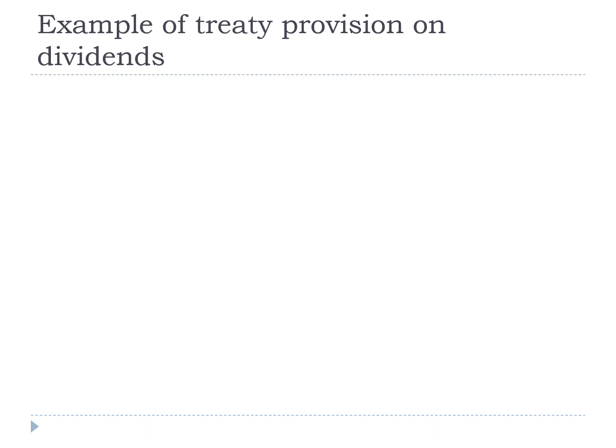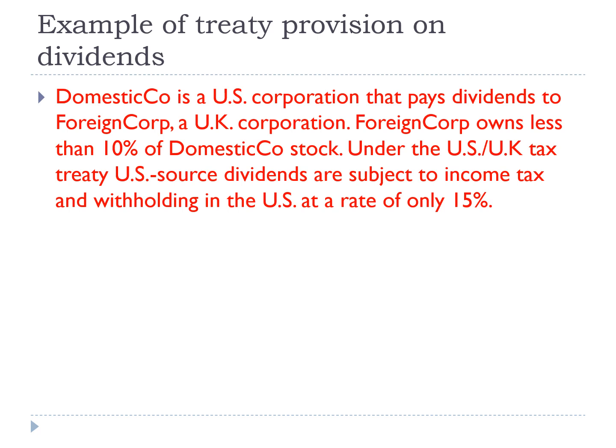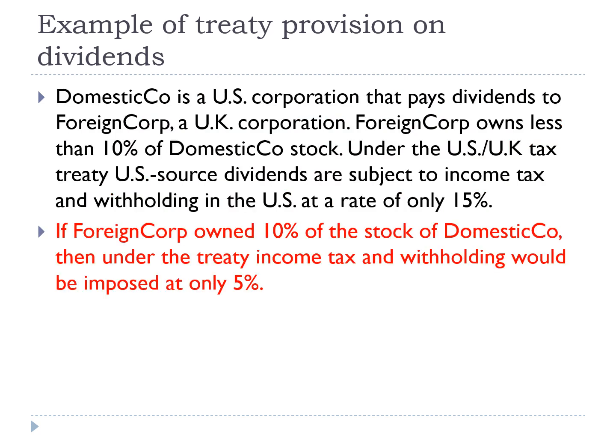Here's an example of reduced withholding under a U.S. tax treaty. Domestic Co. is a U.S. corporation that pays dividends to Foreign Corp., a U.K. corporation. Foreign Corp. owns less than 10% of Domestic Co.'s stock. Under the U.S.-UK tax treaty, U.S. source dividends are subject to income tax and withholding in the United States at a rate of 15%. If Foreign Corp. owned 10% of the stock of Domestic Co., then under the treaty, income tax and withholding would be imposed at only 5%.